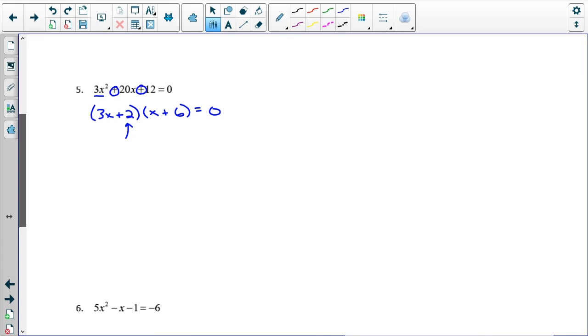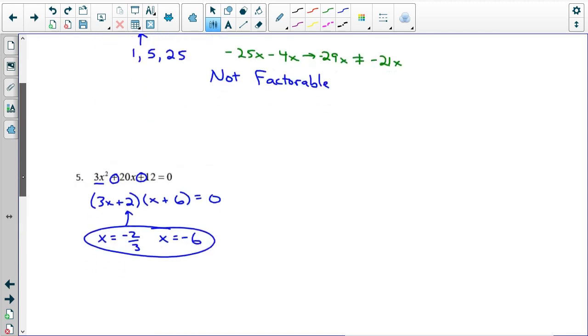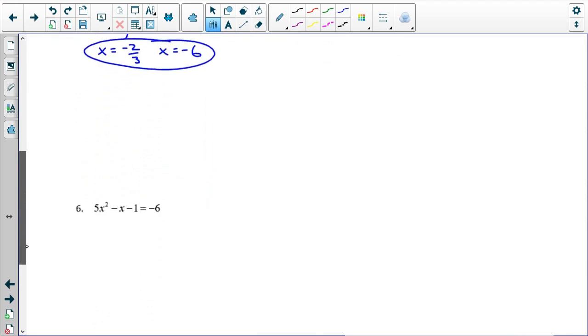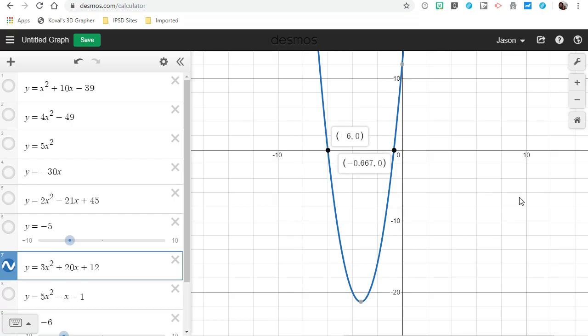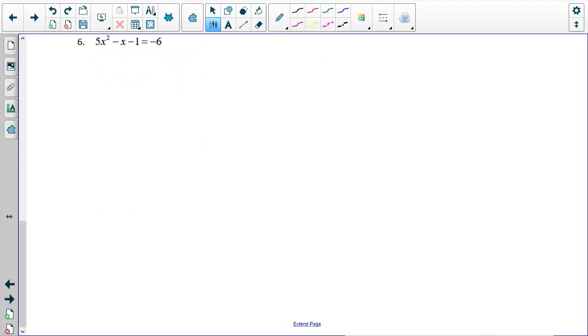If I distribute this out, I end up getting back what I started with. So x equals -2/3 and x equals -6 are my answers, which I can find after I set both parts equal to 0. If we look at the curve 3x squared plus 20x plus 12, the parabola, we see that it intersects the x-axis at -6 and -2/3, which is exactly what happened when we found the solutions.